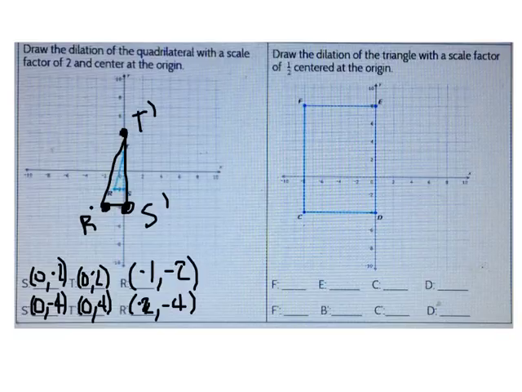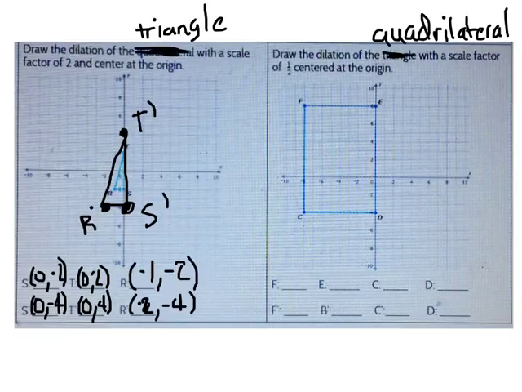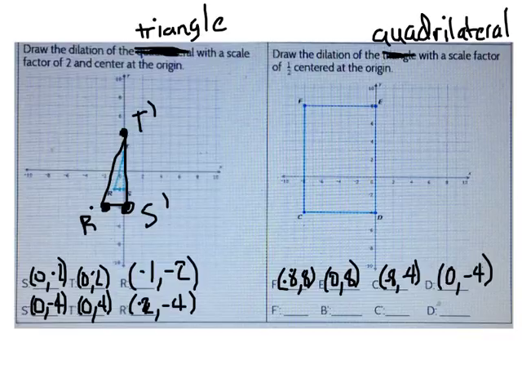We can also draw a reduction that's centered at the origin. Draw the dilation of the quadrilateral with a scale factor of 1/2 centered at the origin. First, we can find the original ordered pairs for each point. What's the location of F, E, C, and D? F is located at -8, 8. E is located at 0, 8. C is located at -8, -4. And D is located at 0, -4.